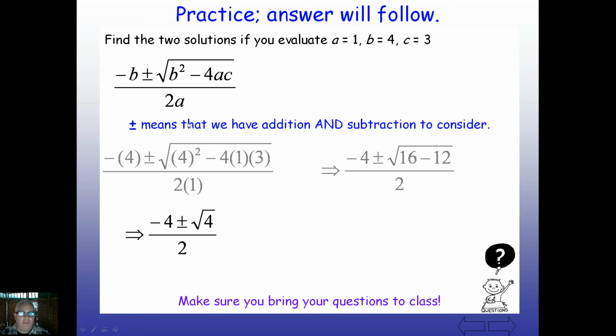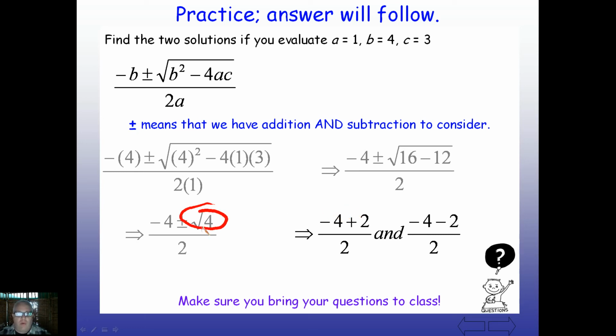This plus or minus means that we have an addition and subtraction to consider here. So if we look at negative 4 plus the square root of 4, what's the square root of 4? Square root of 4 is 2 in both cases. So we end up with negative 4. Let me go ahead and grab my pen here real quick. It's on the other side. I'll grab this just so we can look at this together. We know that this square root of 4 is going to be 2, but we're going to have to consider adding it and subtracting it. So negative 4 plus 2, and our denominator was 2, and negative 4 minus 2 over 2.